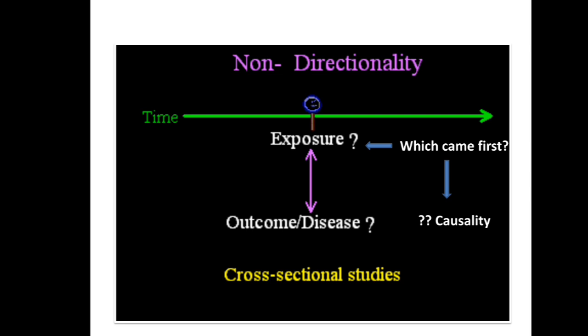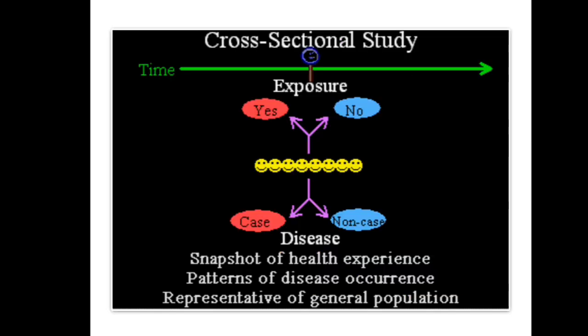In the case of a cross-sectional study, it is shown in this diagram the patterns of disease occurrence representative of the general population. So a case or known case, if the person or people were exposed over a time period, then definitely it would be a case. Then it will come under known case.